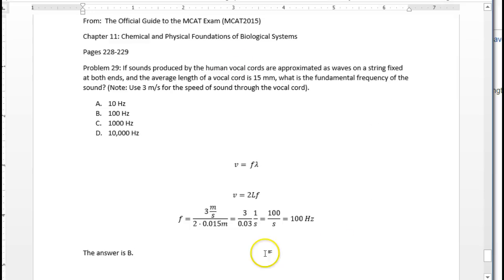And so this brings us to the end of problem 28.